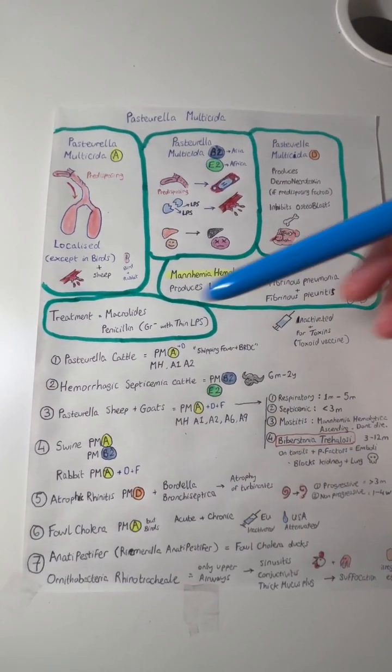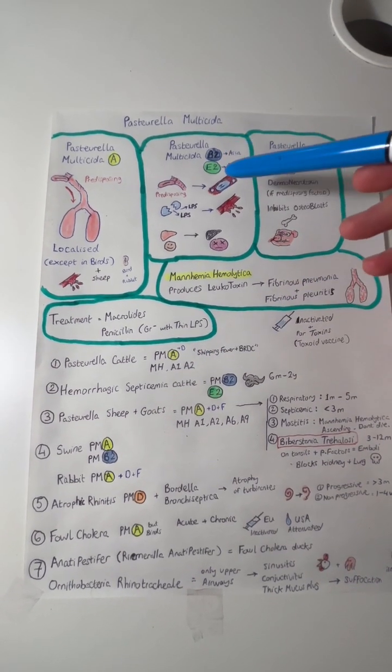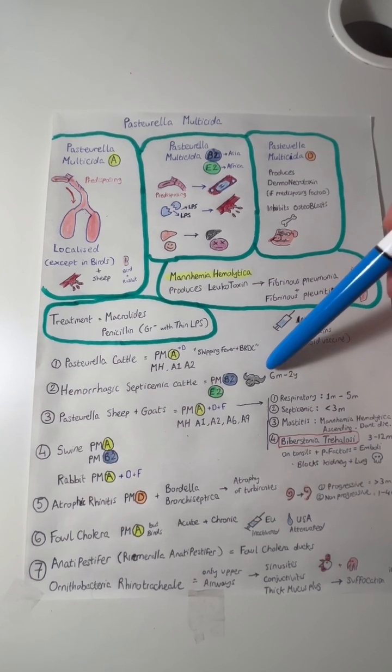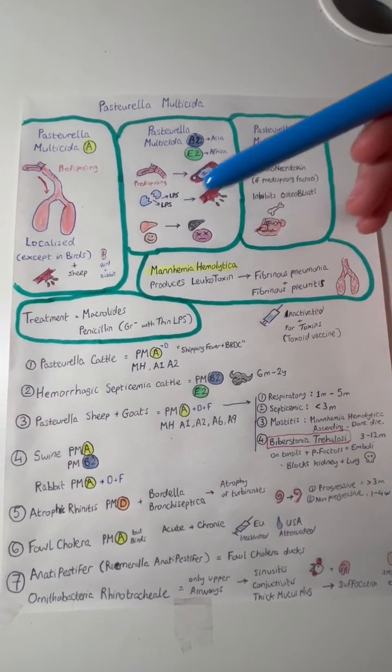For the next topic, hemorrhagic septicemia of cattle, it's Pasteurella multocida B2 and E2. It affects cattle and buffalo between the ages of 6 months and 2 years. So we know the bacteria spreads to the blood, they get shock, and they die.